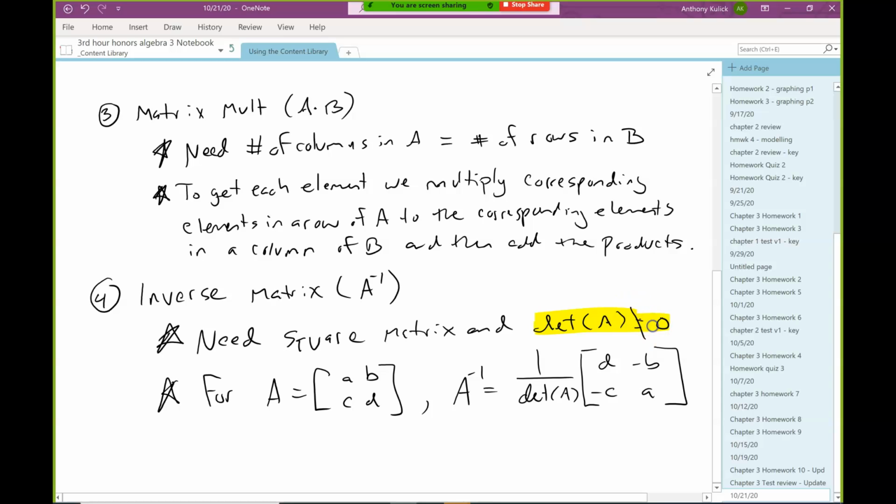Oh, sorry. Very important. The determinant has to be non-zero. Not equal to 0. There's a lot of nots. So the second piece is just the formula that we can use to find our inverse matrix for a 2 by 2. I will never ask you to do a bigger inverse matrix by hand.